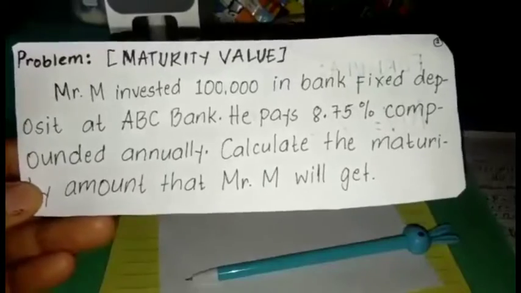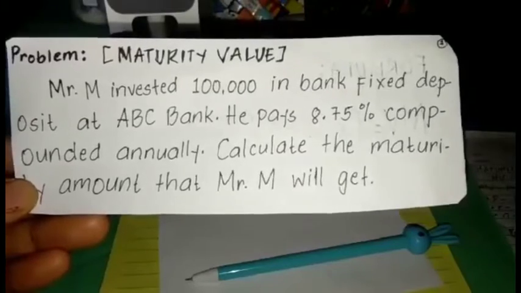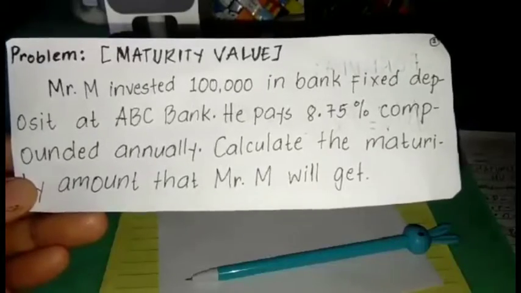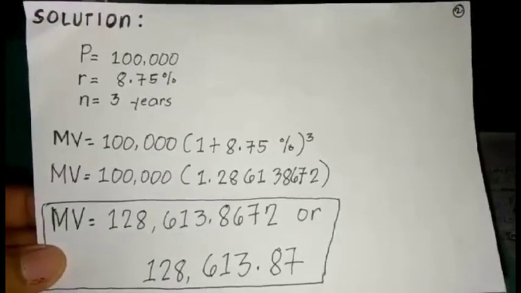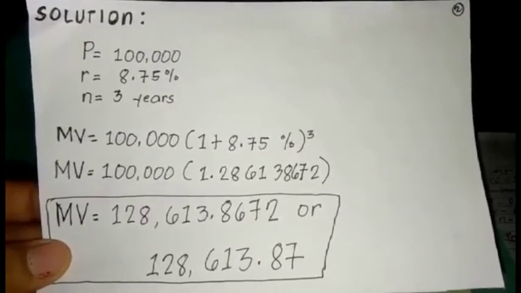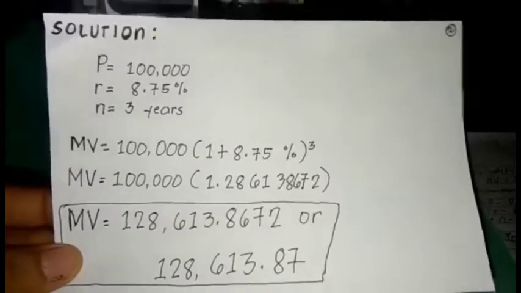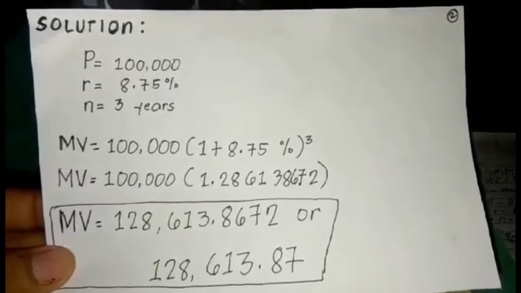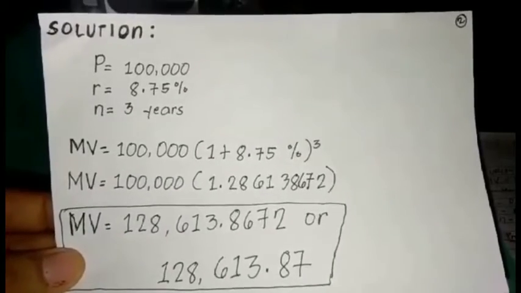So this is our sample problem. Mr. M invested 100,000 in a bank fixed deposit at ABC Bank. He is paid 8.75% compounded annually. Calculate the maturity amount that Mr. M will get. So this is our solution. P, the principal amount, is 100,000. The interest rate is 8.75%, and the number of corresponding years is 3 years. So maturity value equals 100,000 times (1 plus 8.75%) raised to the power of 3.